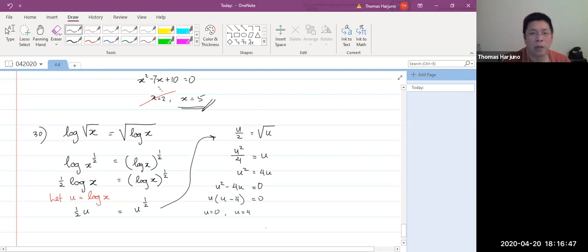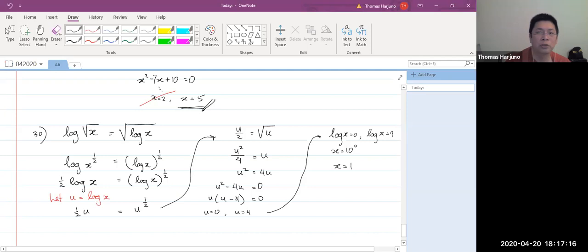Now I bring it back to the log. This u is log x, right? So log x equals 0 or log x equals 4. If log x equals 0, then x equals 10 to the 0. Remember, I change it back to exponent. 10 to the 0 is 1.